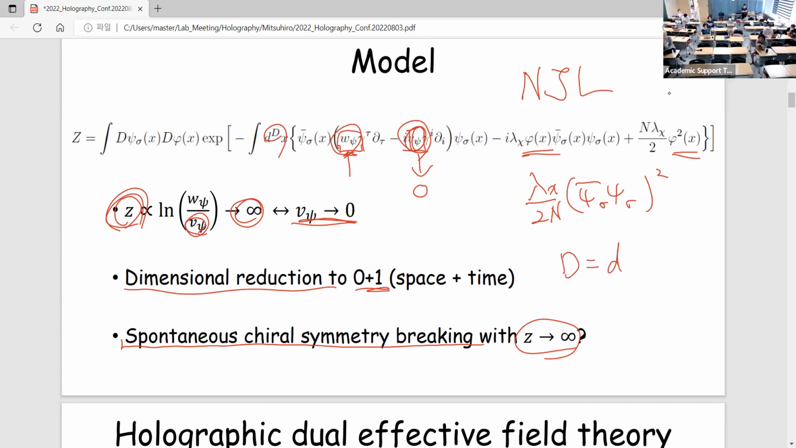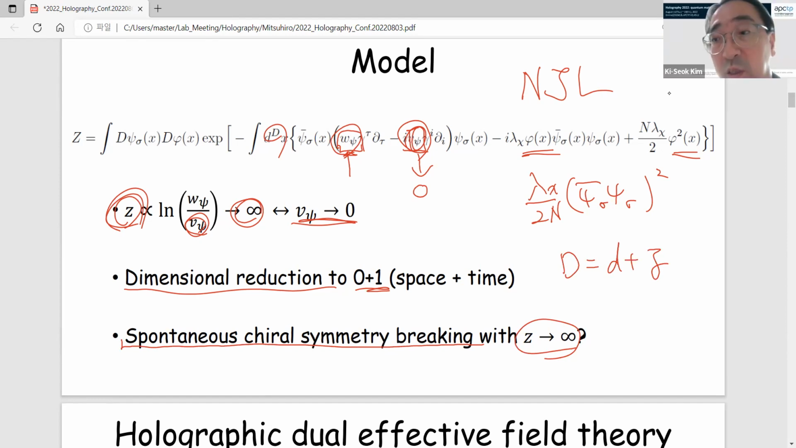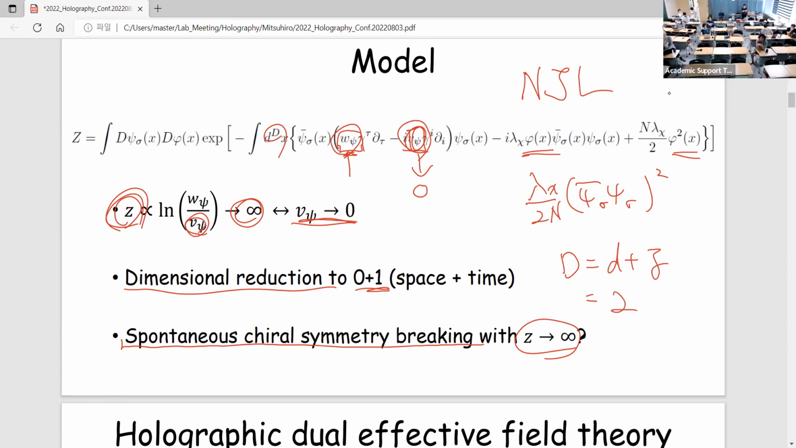Do you assume big D is 4? I will show the concrete result when D equals 2. And when you do a dimension reduction, do you ignore the KK modes? Here I'm considering QFT, quantum field theory. You don't have to consider them.